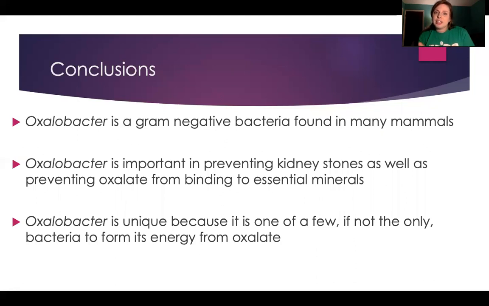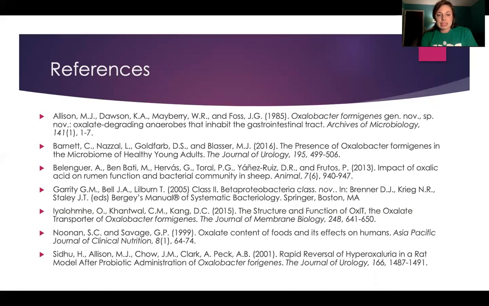Again, Oxalobacter is a gram-negative bacteria. It's found in many mammals, ruminant and non-ruminant, and it's important in preventing kidney stones, oxalate toxicity in ruminants, and mineral deficiencies. And it's very unique because it's one of a few, if not the only bacteria that can break down oxalate to form energy. So with that, here are my references.